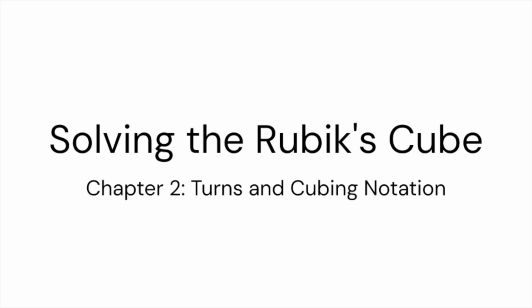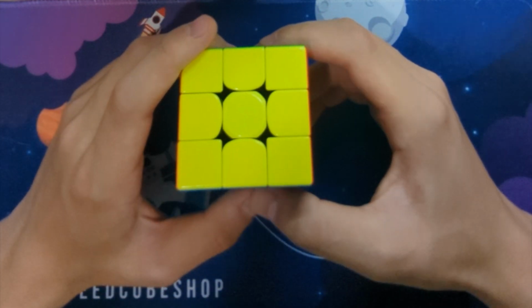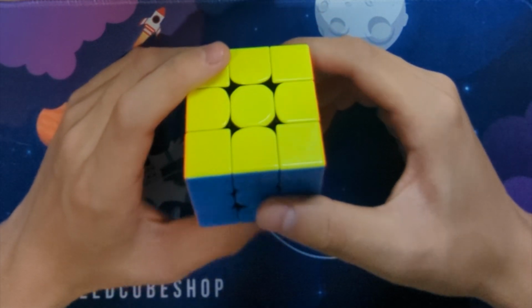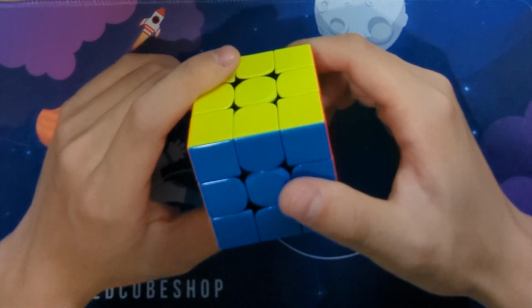Welcome to Chapter 2. In this video, you'll learn about cubing notation, which is the system of representing different moves on the Rubik's Cube. Before we can start learning how to solve the cube, you must first learn the different moves that you can perform on the cube to do algorithms.